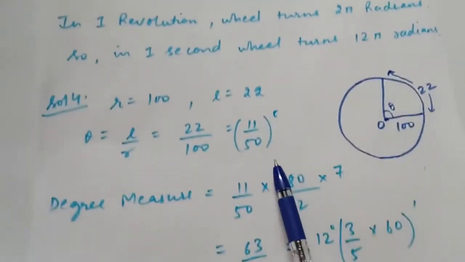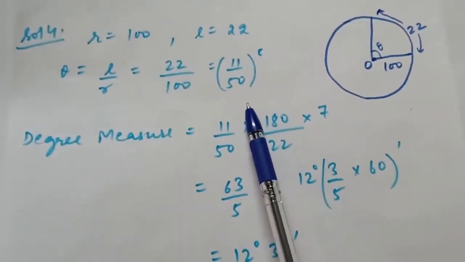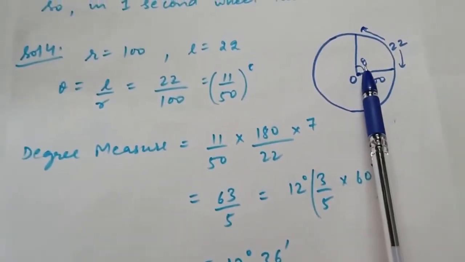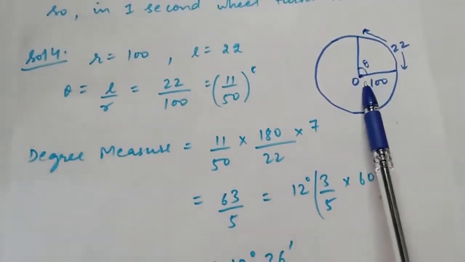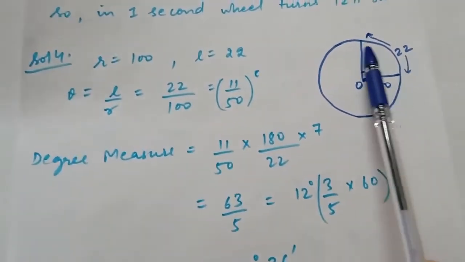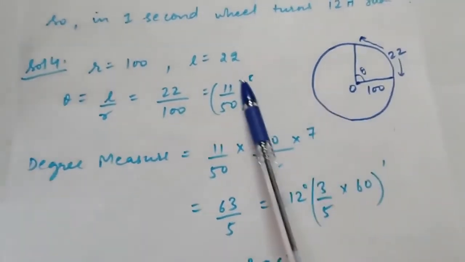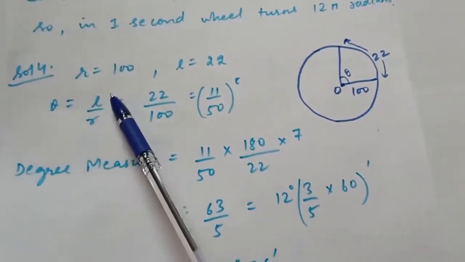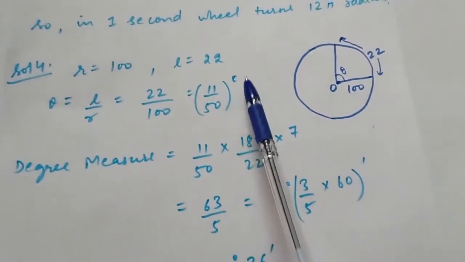Now question number 4, find the degree measure of the angle. We have to find this degree measure of this angle subtended at the center of the circle by radius 100 centimeter and length of the arc is 22. So L and R is given. We will find theta. Theta is equal to L by R. So we will get theta as 11 by 50, but in radians.